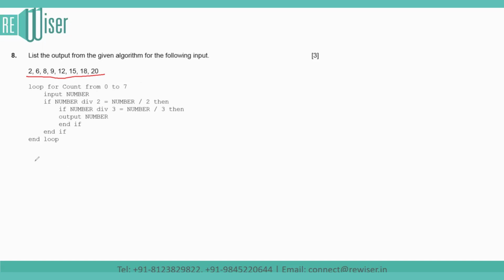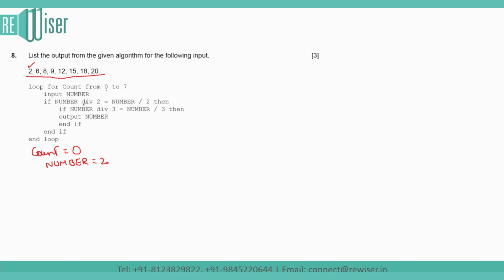Initially, let's say, the value of count is 0. Now for count equal to 0, you go inside the loop and execute all these statements. First you input a number. That will be 2. So the value of number is 2. Then: if number div 2 is equal to number divided by 2.